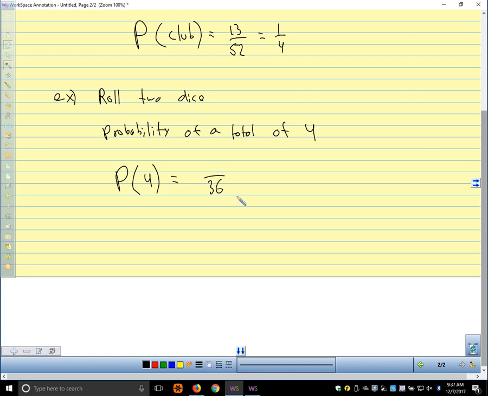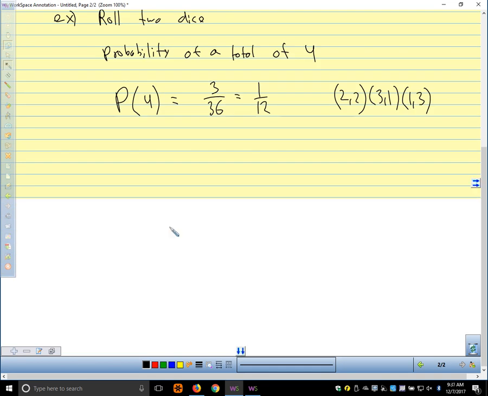And then we want to know the probability of a total of 4, so we need to count how many ways we can get a 4. Well, let's just make a list here. How many ways can we get a 4 on two dice? 2 and 2, 3 and 1, or 1 and 3. So we get 3. And we can reduce that to 1 in 12. So we have a 1 in 12 chance of rolling a 4.